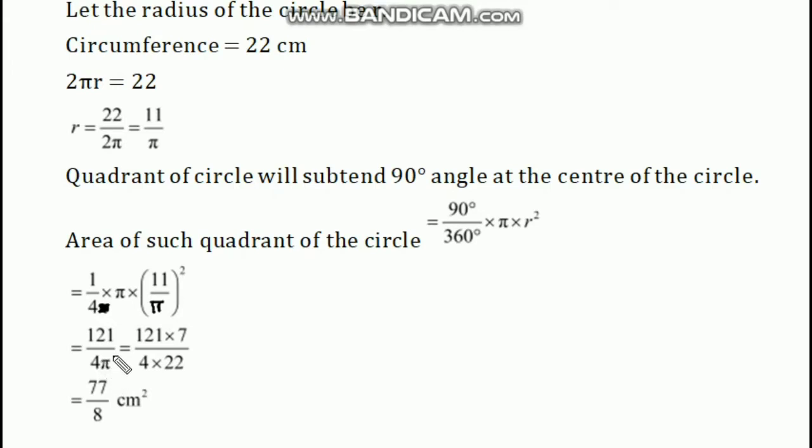So pi value we know is 22 by 7. This 22 by 7, just take the reciprocal, that will be 7 by 22. Then you can simplify. If you simplify we get the answer as 77 divided by 8 centimeter square. So the area of quadrant is 77 divided by 8 centimeter square.